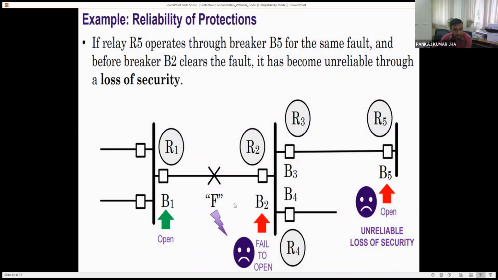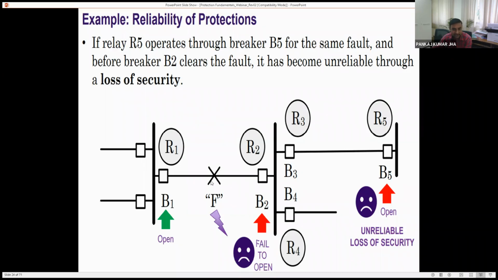Now, what is loss of security? Again, suppose there is a fault at this point, and now the relays R1 and R2 should operate, and they should open the breakers B1 and B2. But due to some reason, your breaker B5 also operates. Now, it is not desirable because we want only these two breakers to operate. So when this breaker B5 operates due to a fault at this point F, what happens now?